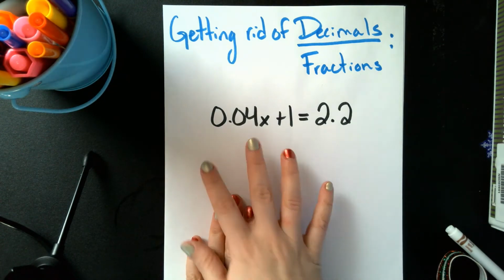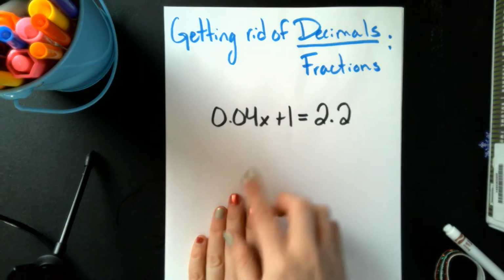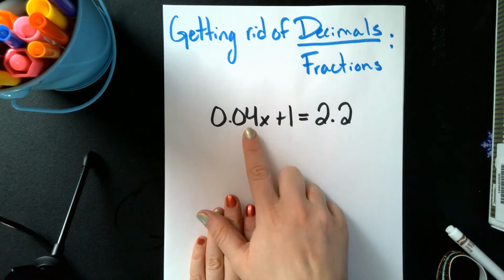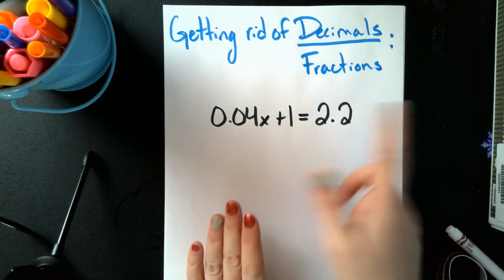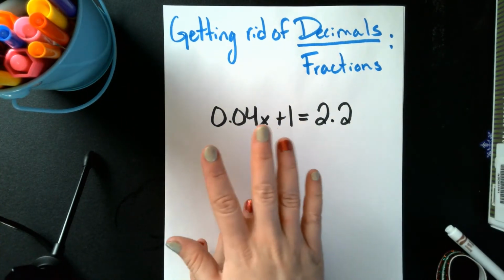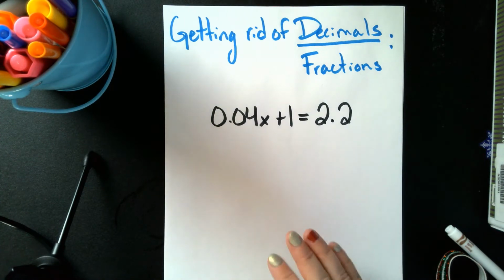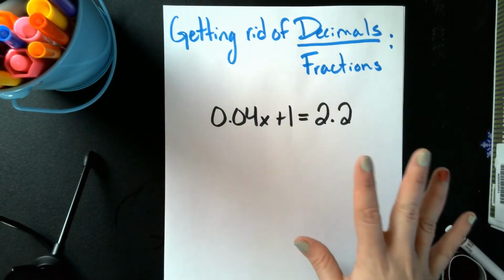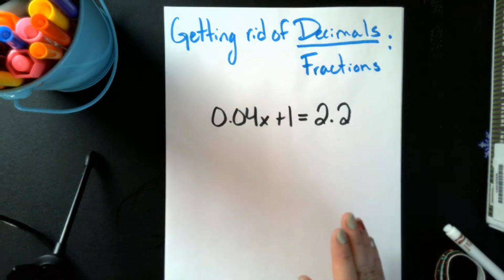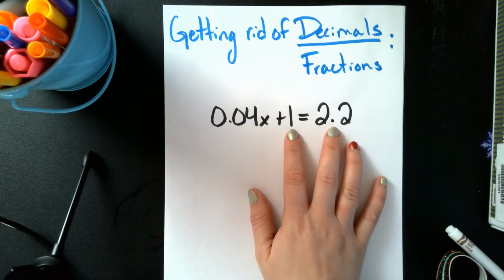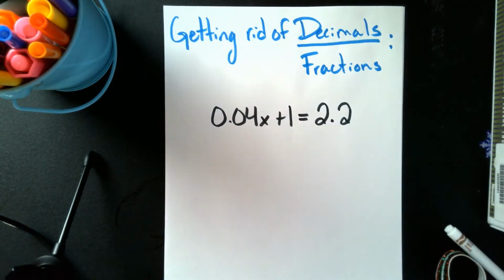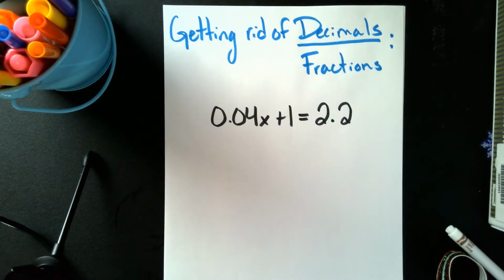If I was to solve this normally, I'm going to end up having to divide by fractions, add fractions, subtract. I'm going to have to divide by decimals. I'm going to have to add, subtract, divide. It's not going to be very pretty. We can do that here just to show you, and then I'll show you the trick to make your life a little easier.